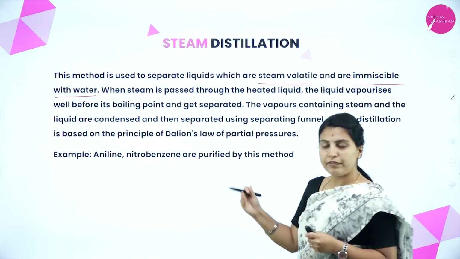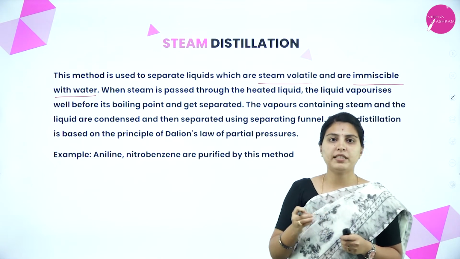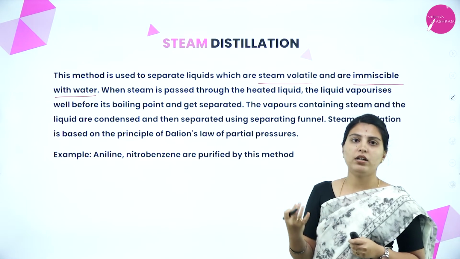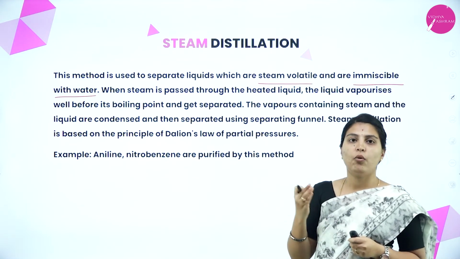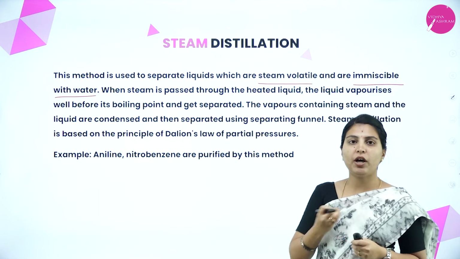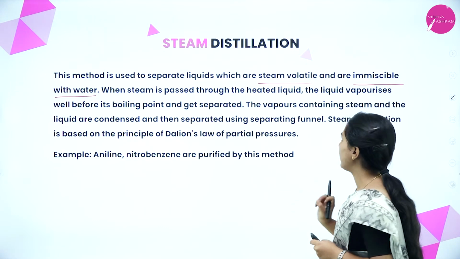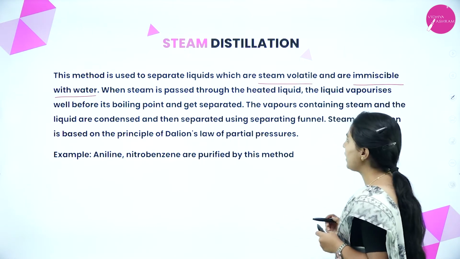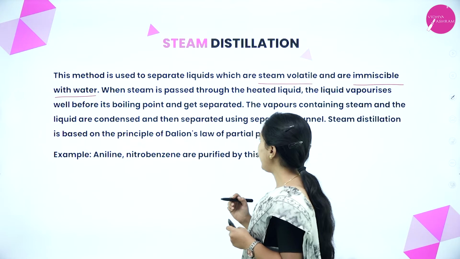Immiscible is the term used for liquids. Immiscible means one liquid does not mix with another liquid, like oil and water. When steam is passed through the heated liquid, the liquid vaporizes well before its boiling point and gets separated.